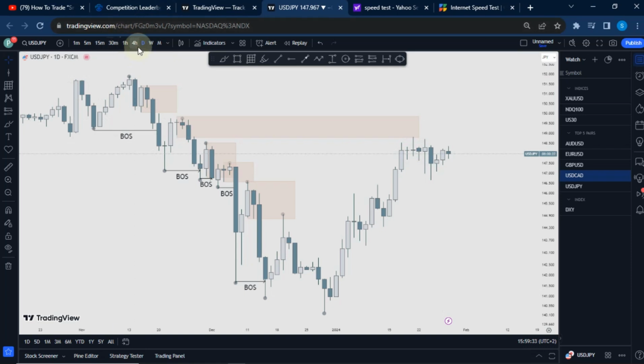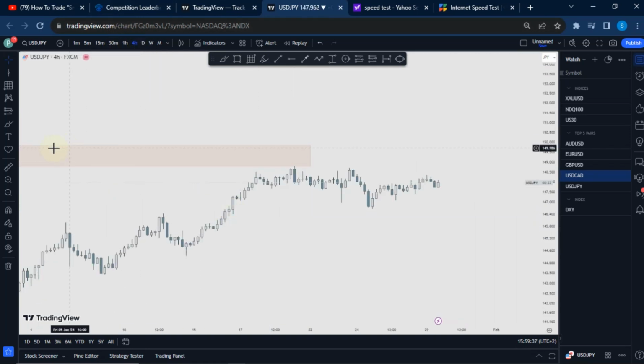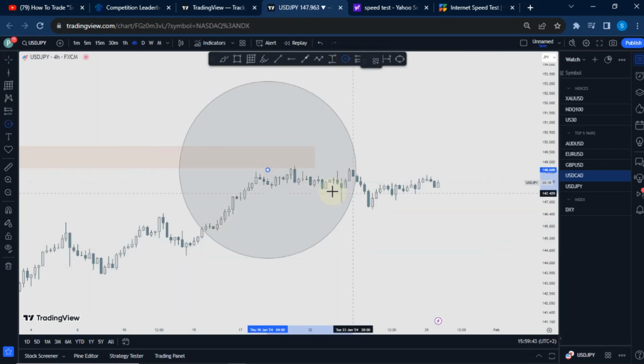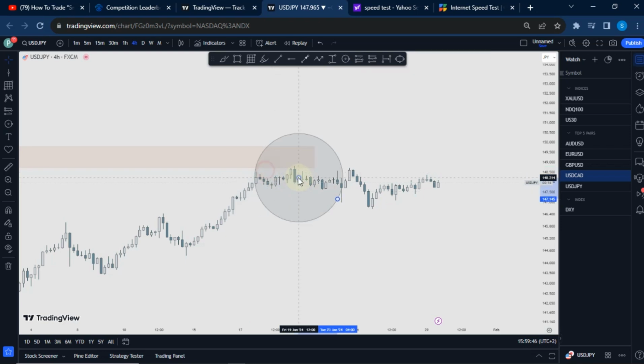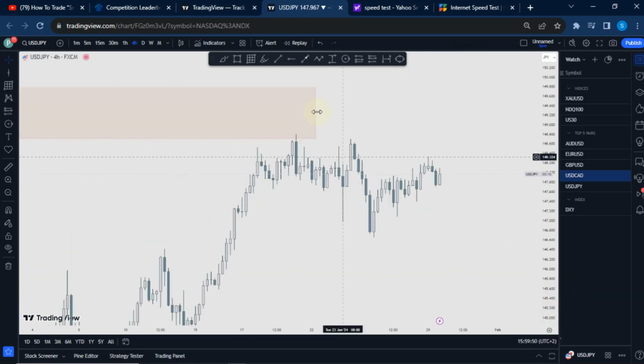Fine. Then we're going to go back to the 4 hour. Remember, our main focus is on this zone here, the zone that price came and respected. And since price came and respected that zone, as you can see, it respected that zone here.